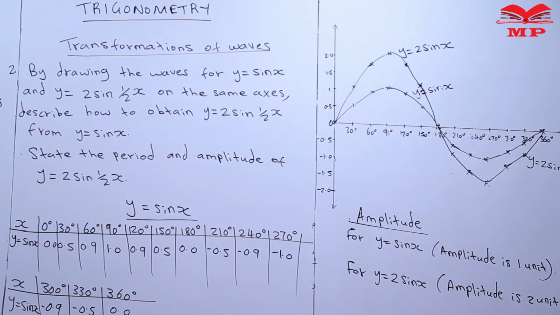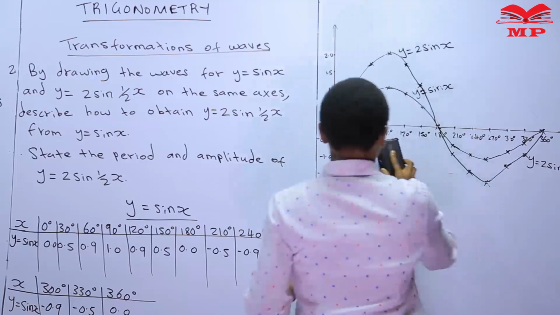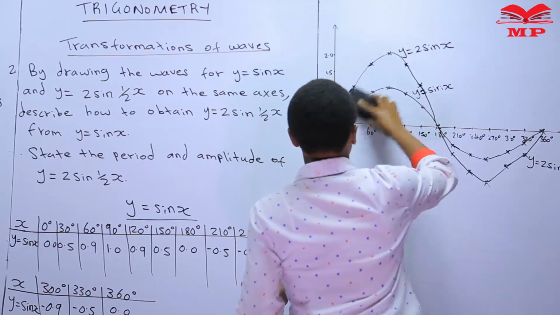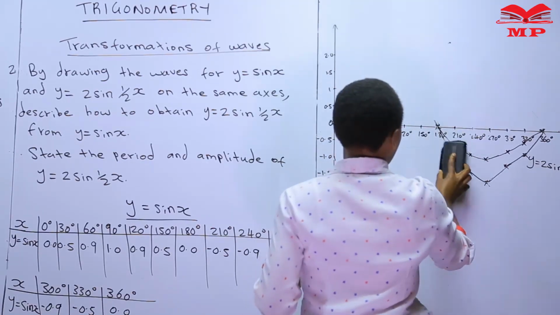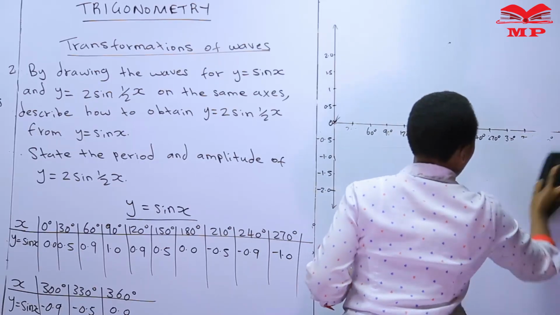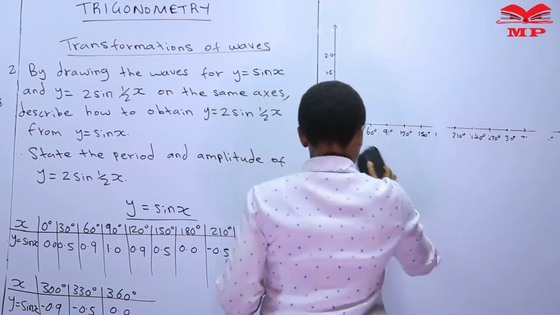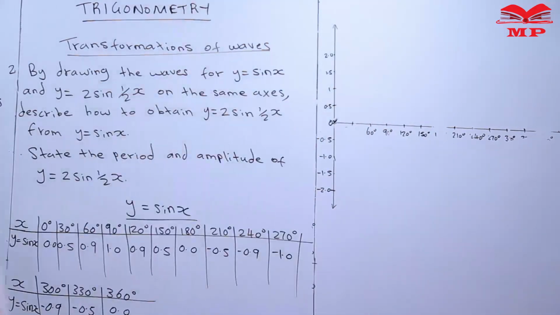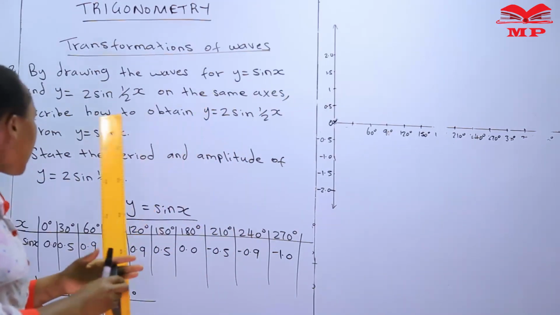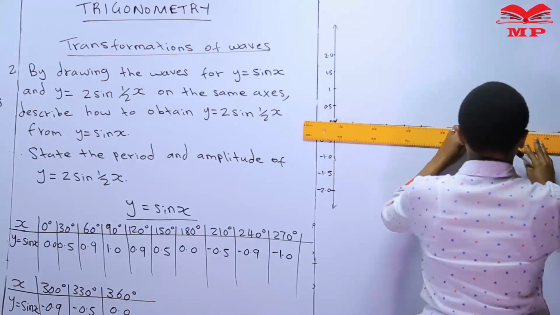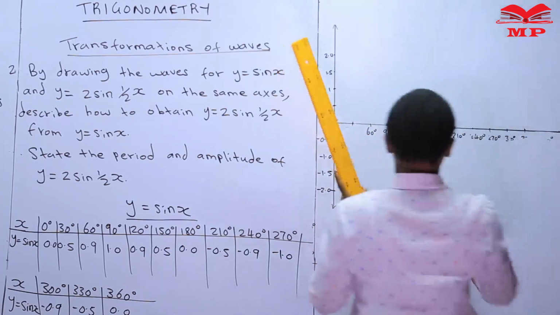Then we need now to plot that. We start with that. Actually, we had it for sine x, and I've just continued with it. So this is what we have. We use the same axis to plot the two curves. So we are going to start with sine x, then we plot the other one, which is 2 sine a half x. So this is what we have.